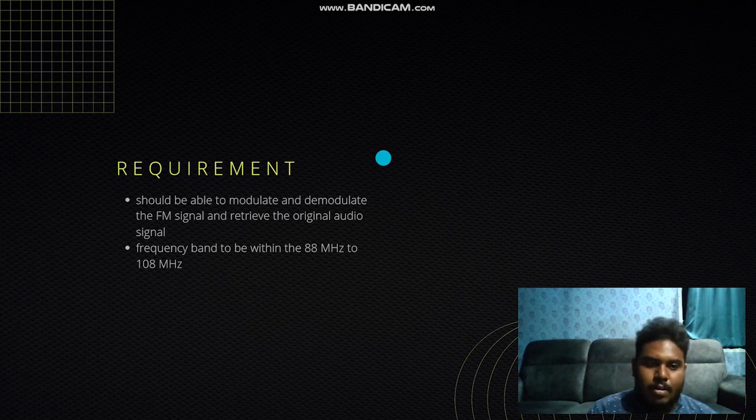Next, the frequency band should be in FM, within the Malaysian bandwidth. According to the MCMC range, it should be 88 megahertz to 108 megahertz. Next, my teammate will explain the components we use and the circuit.